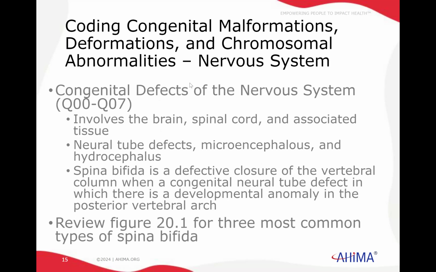Congenital defects of the nervous system, Q00 through Q07, involve the brain, the spinal cord, and the associated tissue. This includes the neural tube defects, the microencephalus, hydrocephalus type of thing, and spina bifida. Spina bifida is a defective closure of the vertebral column, a congenital neural tube defect, which is a developmental anomaly. Figure 20.1 in your text talks about the 3 most common types of spina bifida. Let's take a quick look at those.